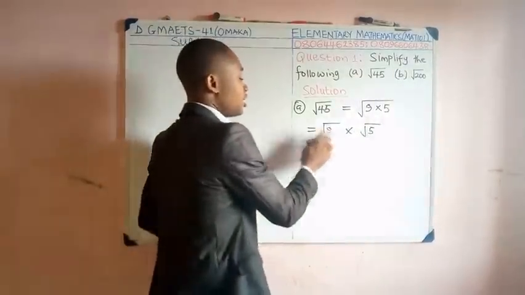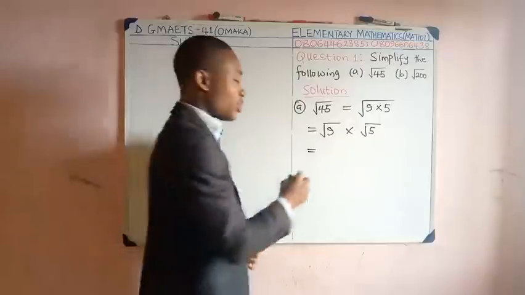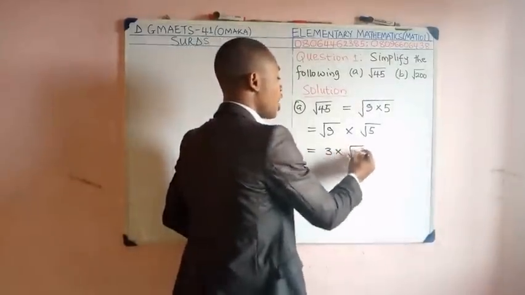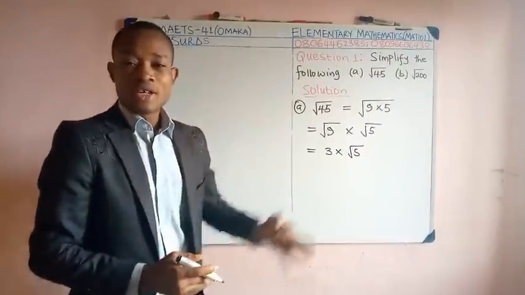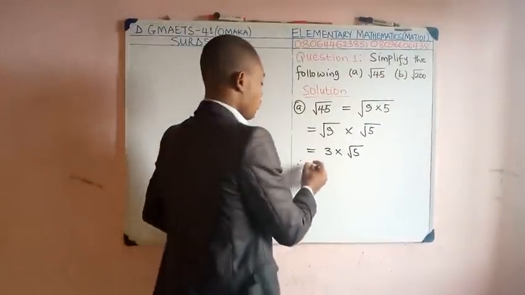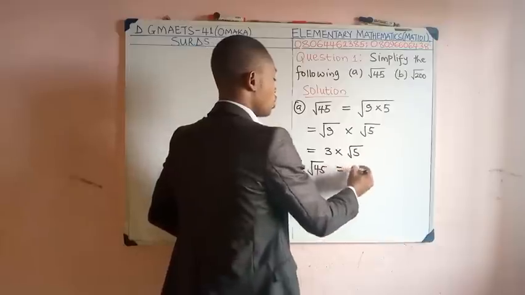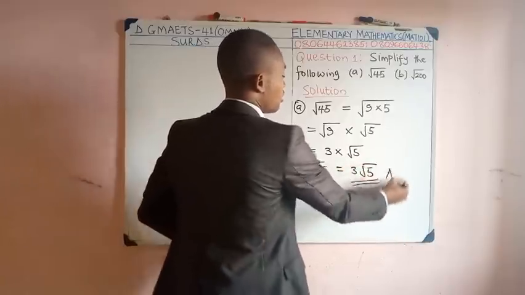Okay, let's go. 9 is a perfect square number, so the square root is 3. This is going to give us 3 times root 5. 5 is not a perfect square, so it's a surd number. We'll leave it in that form. Therefore, root 45 is simply equal to 3 root 5, and that is the result of this.